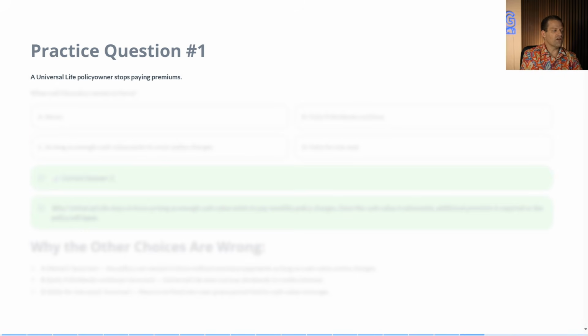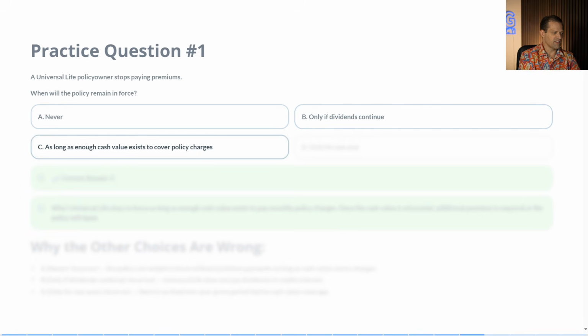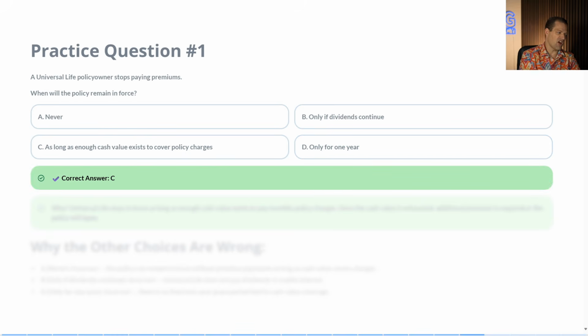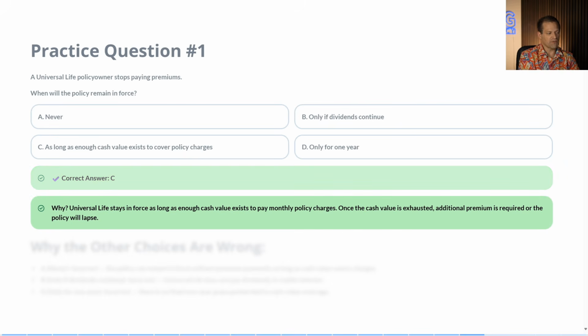Number one, a universal life policy owner stops paying premiums. When will the policy remain in force? A, never. B, only if dividends continue. C, as long as the cash value exists to cover policy charges. Or D, only for 1 year. The answer is C, as long as the cash value exists to cover policy charges. That's because universal life stays in force as long as cash value exists to pay monthly policy charges. But once it's exhausted, additional premiums are required or the policy lapses.